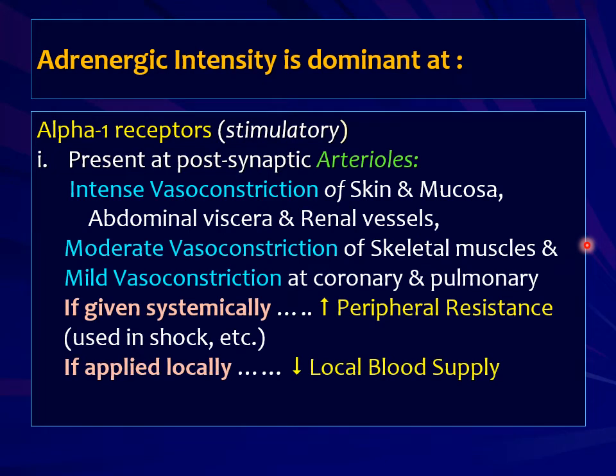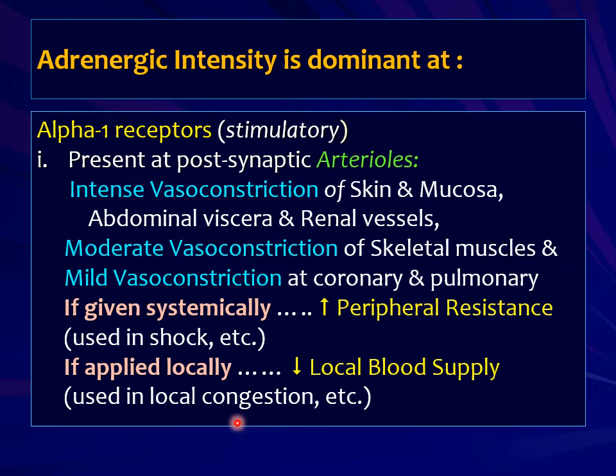Now, if the agonists are applied locally, for example, in the eye, in the nasal mucous membrane, etc., obviously then the vasoconstriction will be produced locally only, and that will lead to decreased local blood supply at that particular site. And this effect is usually observed, for example, to relieve local congestion. For example, severe local congestion leads to blockade of our nose.